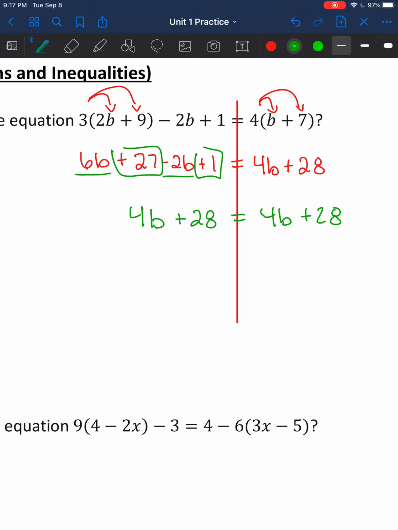Oh, well, what do you notice? Here, let me make that a little bit prettier. Here we see that we have 4b plus 28 and we have 4b plus 28. They're identical. That means that the coefficients of the variables are the same and the constants are the same. Whenever both the left and the right side are exactly the same, we call this an identity.